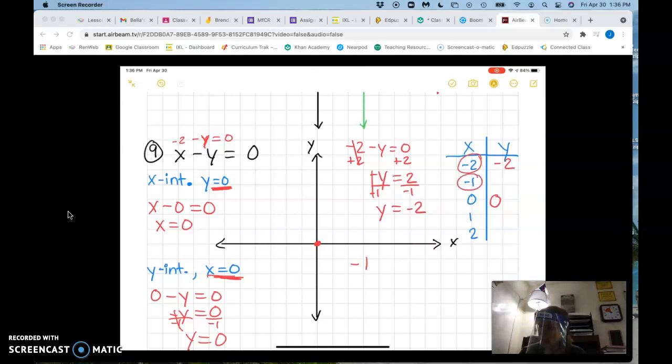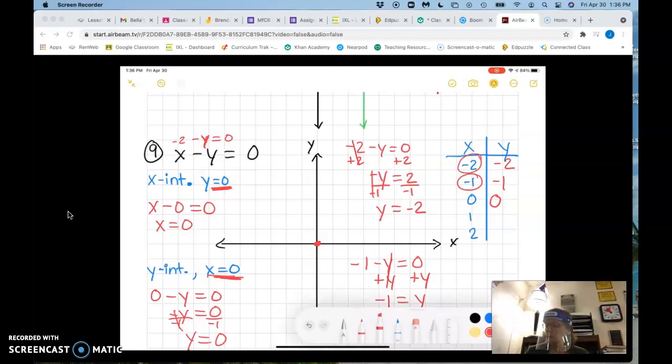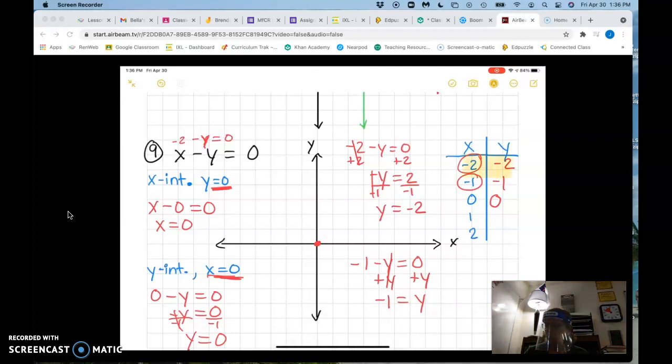So let's plug in -1. So -1 minus y equals 0. This time I'm going to move my y so I don't have to do as much work. So when x is -1, y is -1. Do you see a pattern? Look at the XY table. Whatever x is, y is, right? Okay, so that means if I plug 1 in, I'm going to get 1. If I plug 2 in, I'm going to get 2.